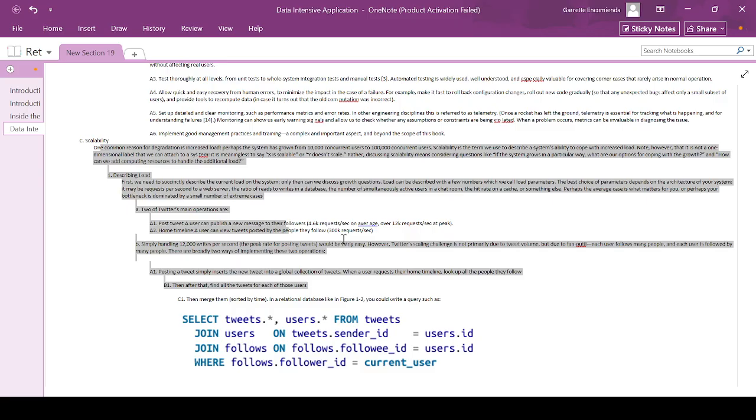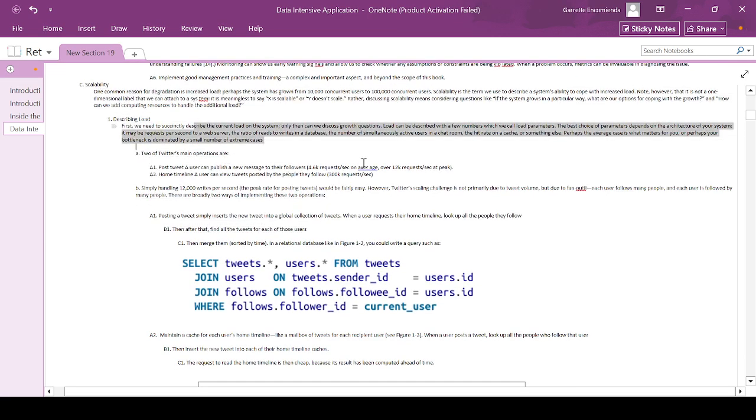Describing load. First, we need to succinctly describe the current load on the system. Only then can we discuss growth questions. Load can be described with a few numbers, which we call load parameters. The best choice of parameters depends on the architecture of your system.